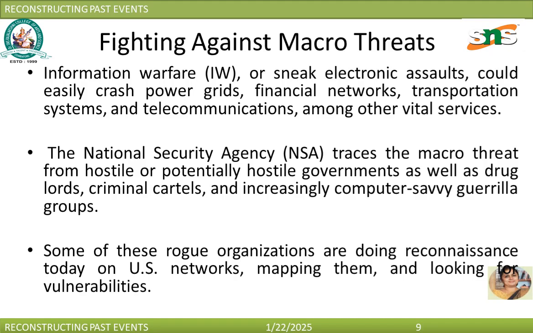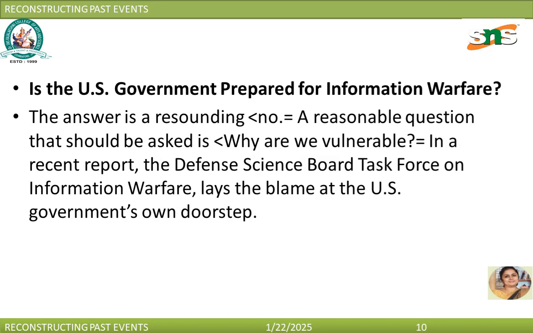Next is about fighting against macro threats. Information warfare could easily crash power grids, financial networks, transportation systems, and telecommunications, among other vital services. The National Security Agency traces a macro threat from hostile or potentially hostile governments as well as drug lords, criminal cartels, and increasingly computer-savvy guerrilla groups. Some of the drug organizations are doing reconnaissance today on US networks, mapping them and looking for vulnerabilities.